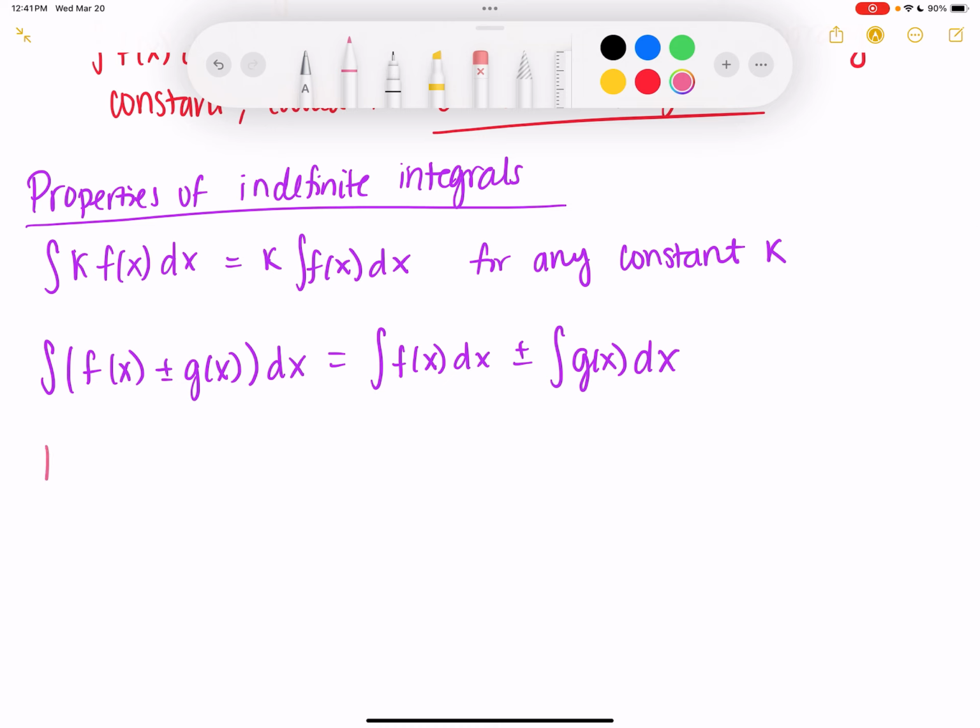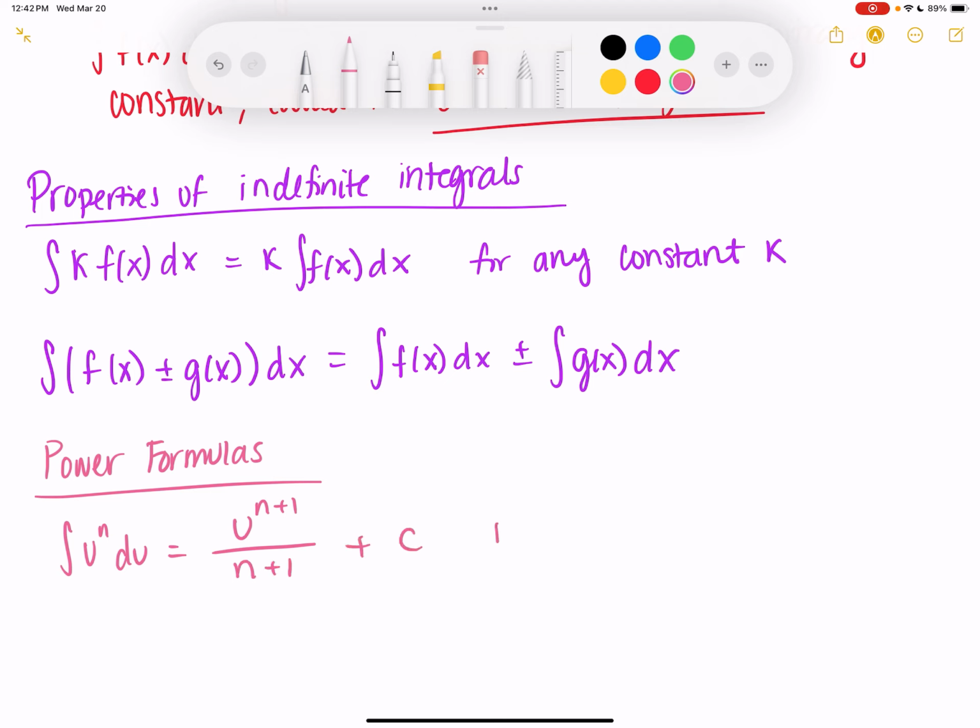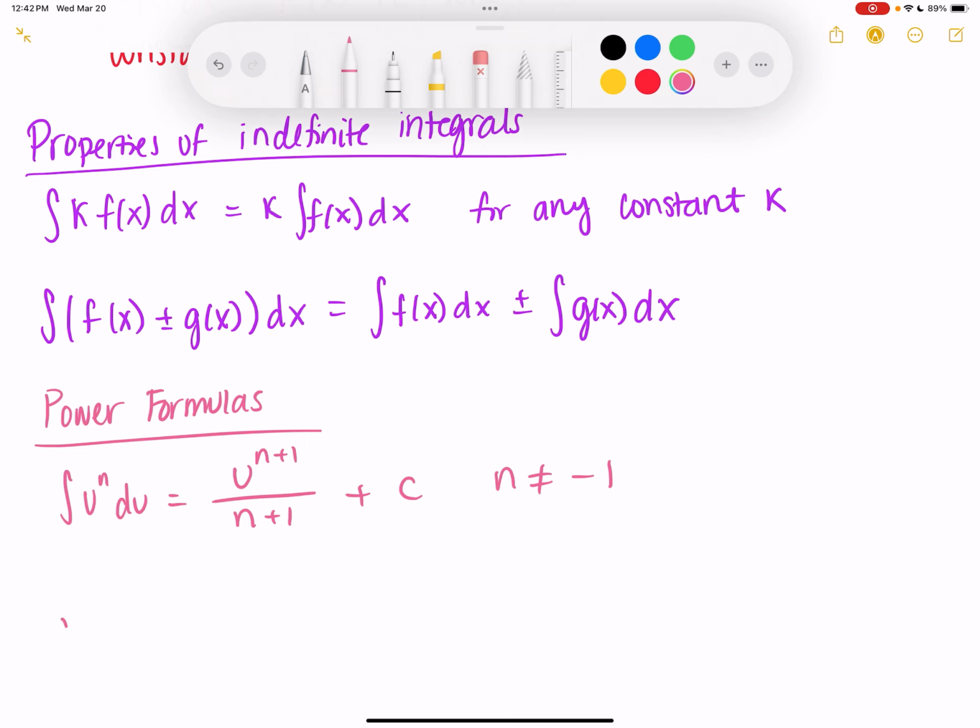Next, we've got the power formulas. The integral of u to the n du is equal to u to the n plus 1 over n plus 1 plus c for n not equal to -1, because that is going to give us a different situation. The integral of u to the -1 du is equal to the integral of 1 over u du, which would be equal to the ln of the absolute value of u, because we can't have a negative in our log, plus c.